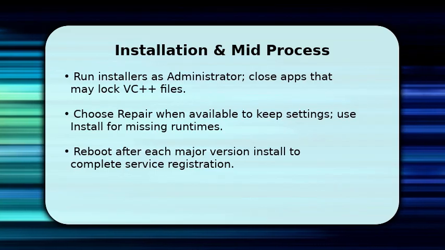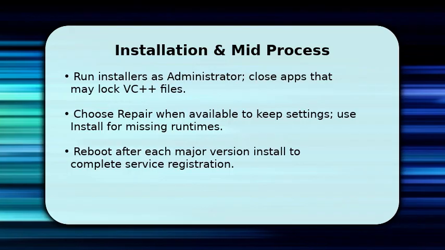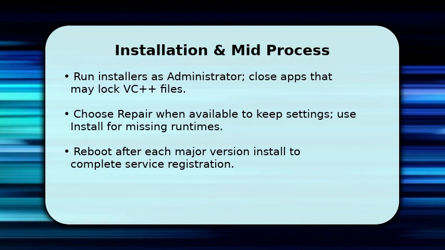Close all compilers, IDEs, and games first because locked DLLs will cause install errors. Install missing major year packages in sequence, older to newer, so dependencies align. Once a set completes, reboot to allow the system to register services and update the side-by-side manifest. This step avoids runtime load failures.